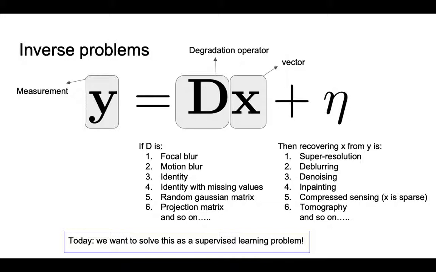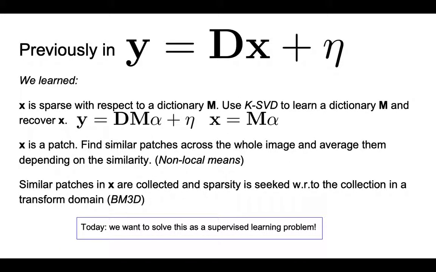So today we want to approach this problem in a supervised learning scenario. So previously we saw that if D is our degradation operator, and X is sparse with respect to some dictionary M, we can basically represent it like this, and then learn the optimal dictionary, and then reconstruct Y through KSVD. That's what we saw in the last class.